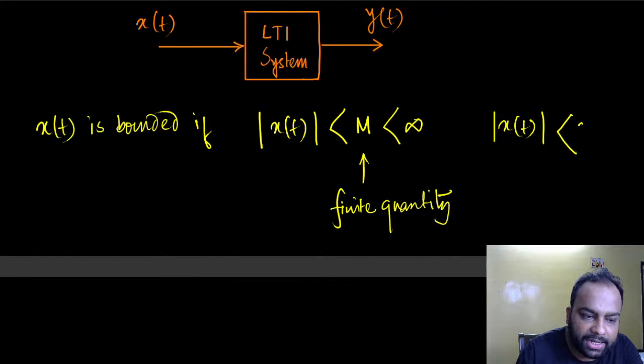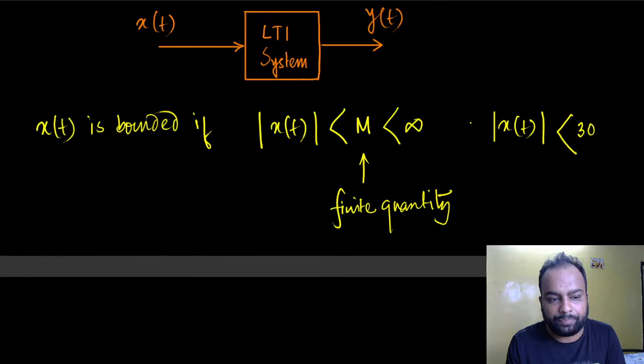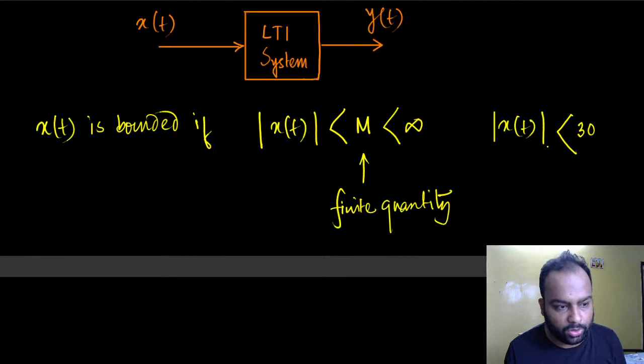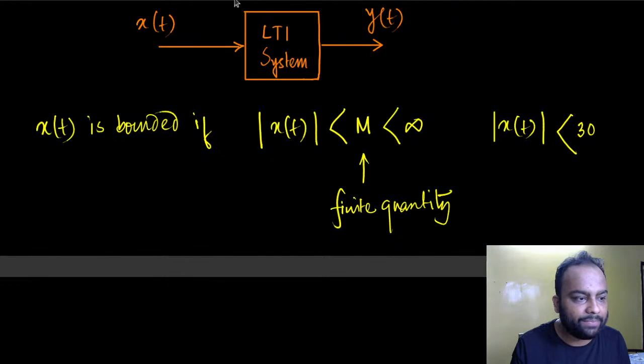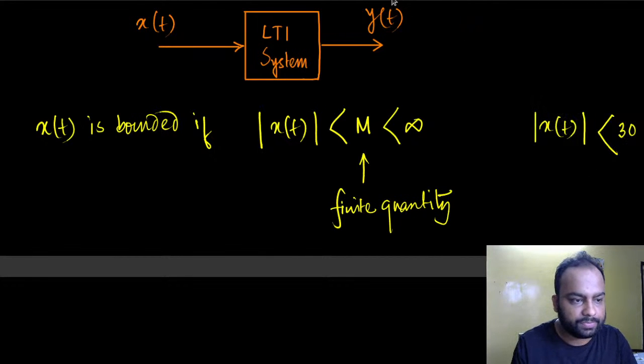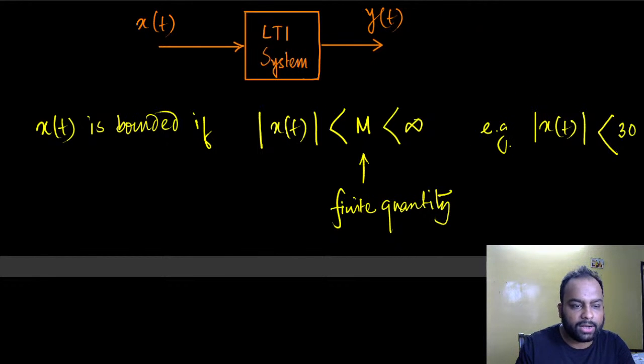There could be an example of something like this. Say if I say 30. This essentially means that the signal x(t), the input, never crosses an absolute value of 30. So it is bounded between minus 30 and plus 30, something like that. It does not go beyond that. So there is a finite upper bound and finite lower bound on the signal. Essentially the signal cannot go to infinity in terms of the amplitude. If that is the case, then we say that the signal is bounded. So that would be an example of this.